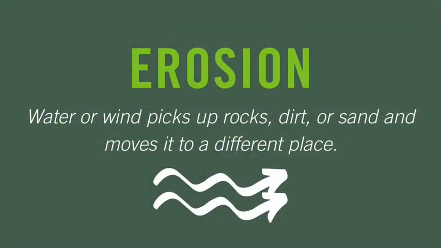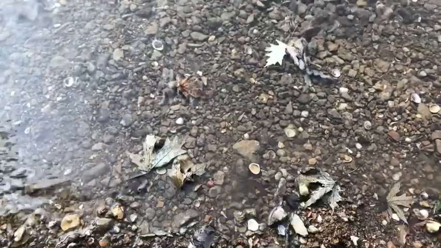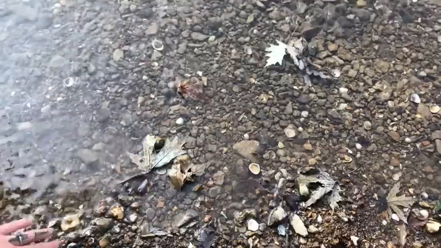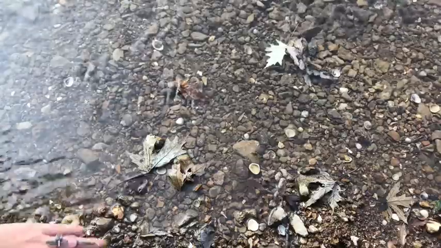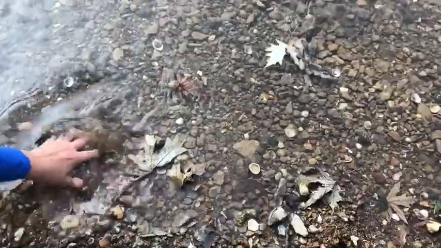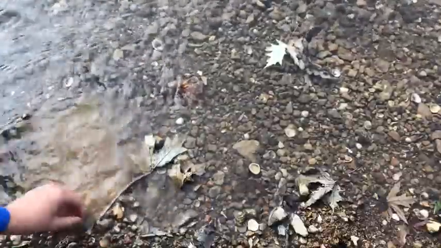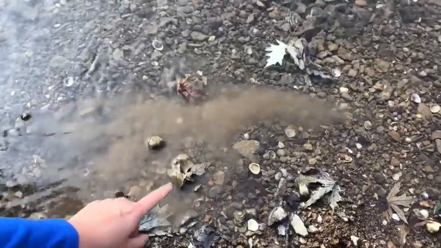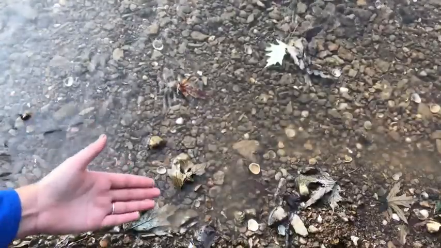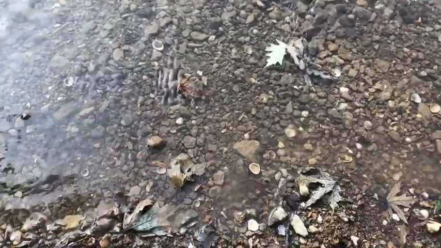So let's look at an example. I'm standing on the edge of the creek and we're going to watch how erosion happens. Right now the water's pretty clear and we can see how there's rocks and sand and dirt that lies at the bottom of the creek. If I put my hand in the water and mess it up a little bit, we can see that mud forms. That mud is then picked up and carried downstream by the water. So this is called erosion. The water is picking up the sediments, in this case, sand and dirt, and moving it downstream.